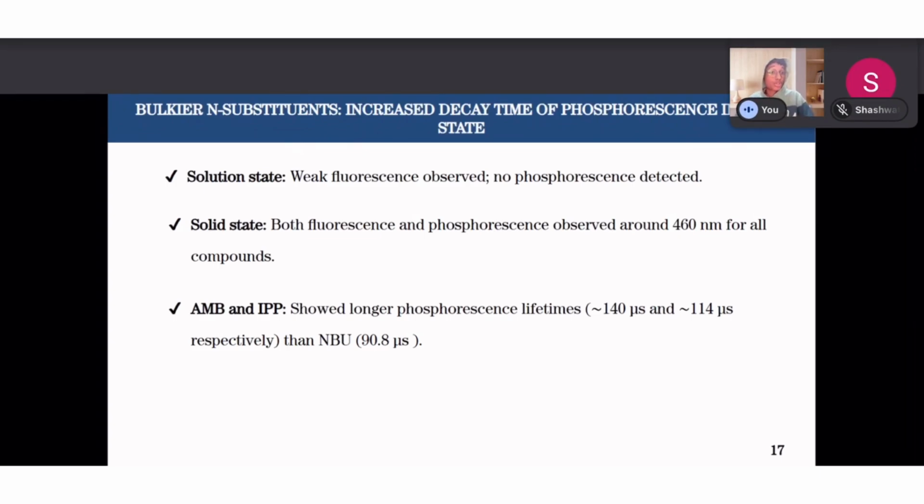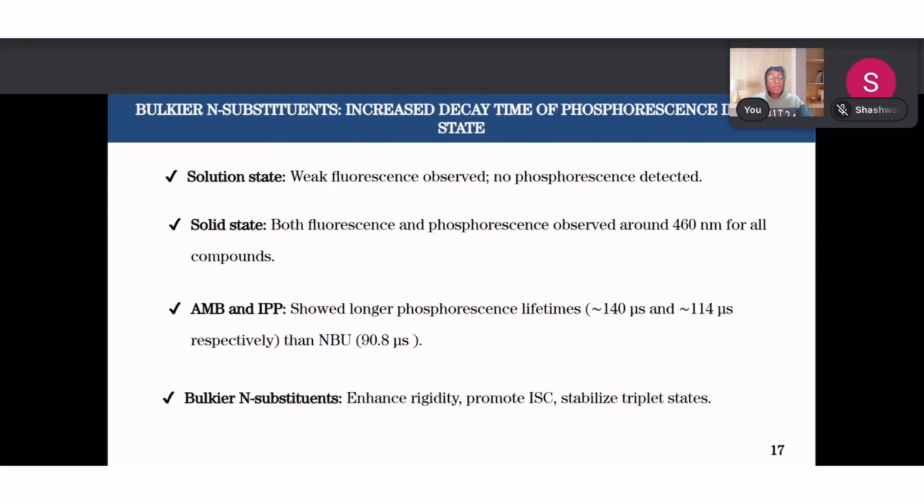We also found that as the bulkiness of the N substitution increased, that likely led to a much more compact structure in the solid state, and thus a better intensity of phosphorescence was obtained. And at the same time, it showed longer phosphorescence lifetimes, as we could see with the alpha-methyl benzyl substitution with the highest lifetime of 140 microseconds, and then isopropyl at 114 microseconds.